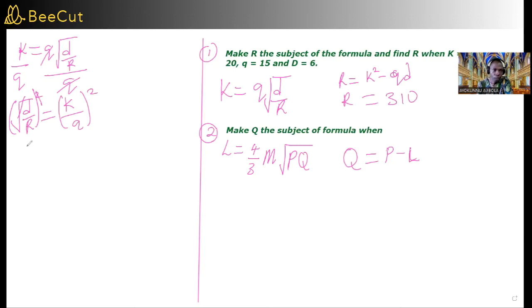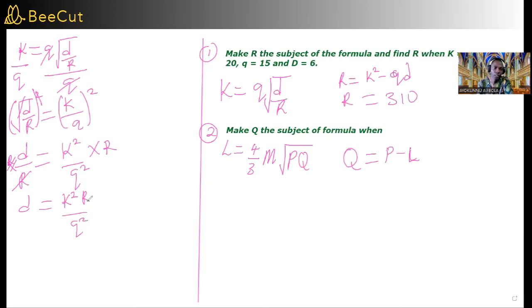Now, D all over R equals, this is now K square and Q square. So this is K square all over Q square. Then I need to cross multiply, or firstly multiply both sides by R. If I multiply this side by R and this side by R, R is going to give the bottom here, and it's going to come up here. So I'm going to have D equals K square R all over Q square.